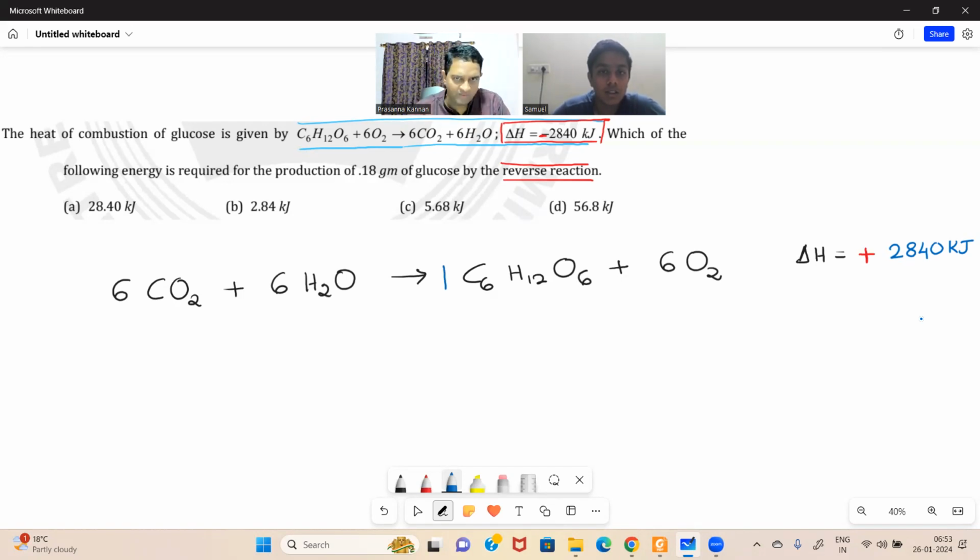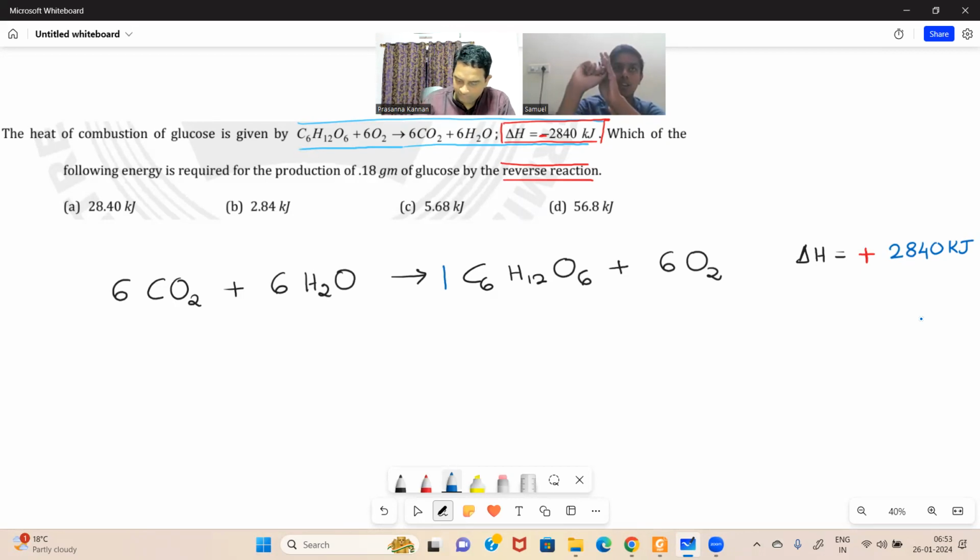Now, here I am forming how many moles of glucose, Samuel? 1 mole. And 1 mole of glucose is how many grams? Now you have to come back from yesterday's class. 1 mole of glucose weighs 180 grams. Very good, excellent.